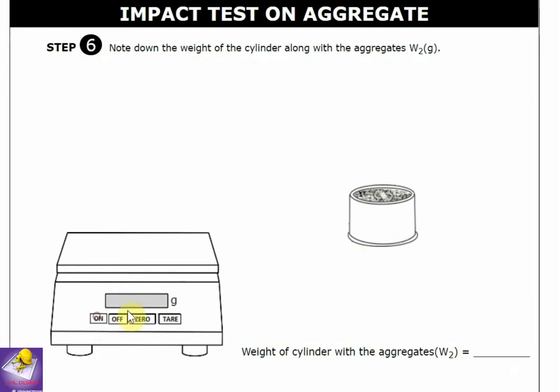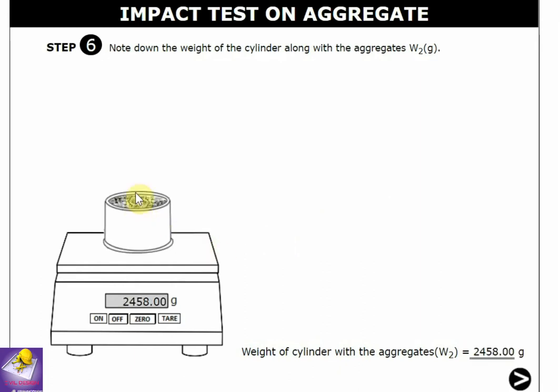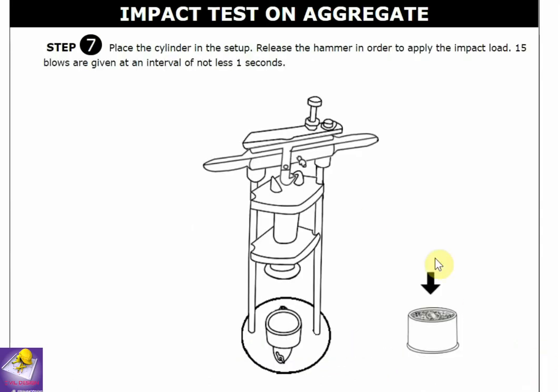Now take the weight W2 of this mold cylinder plus aggregate. This is 2458.00 gram. This is the W2 weight. Now place the aggregate into the container of this impact testing machine.